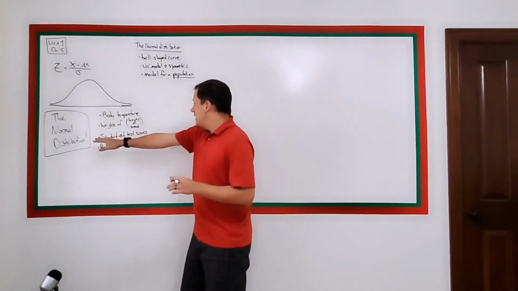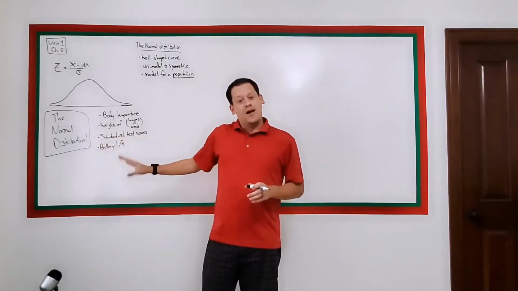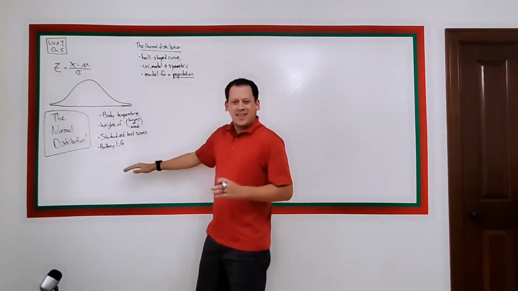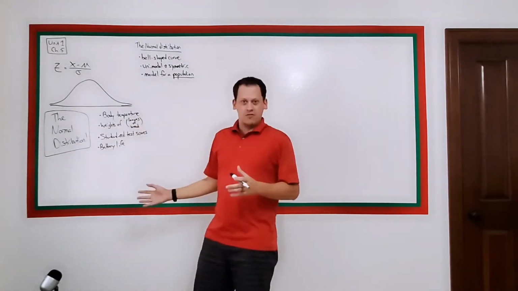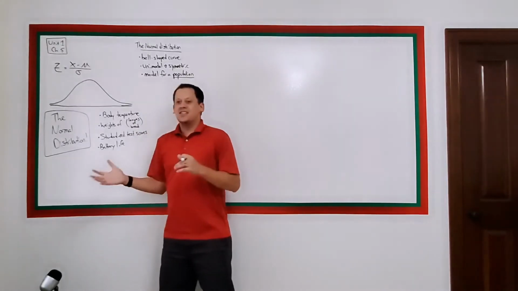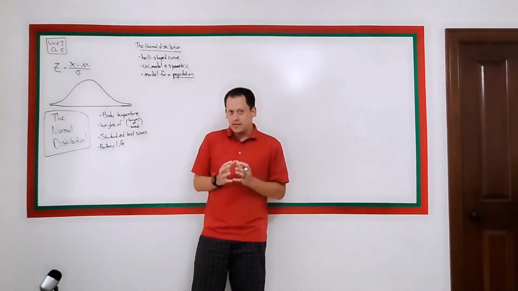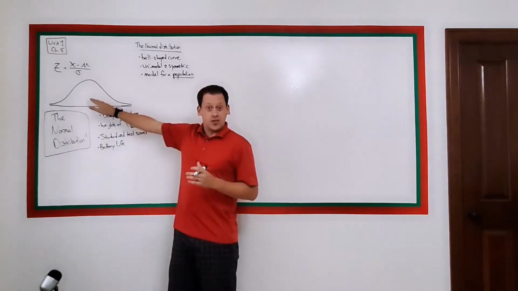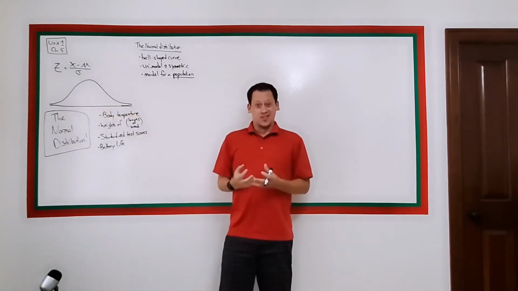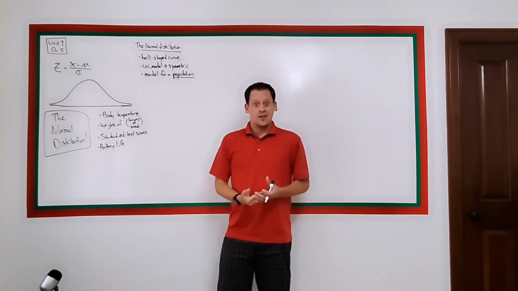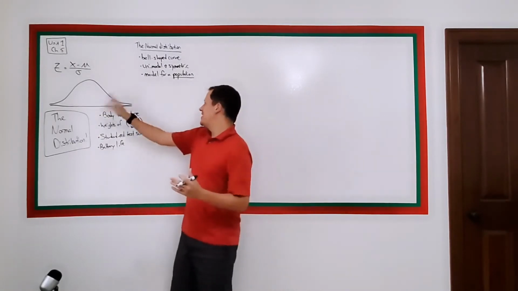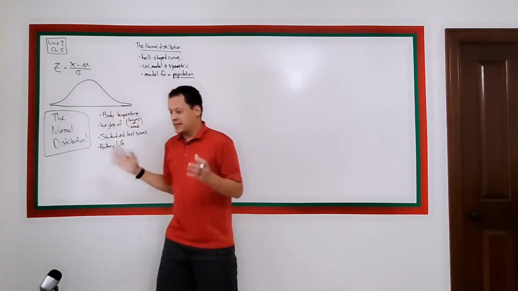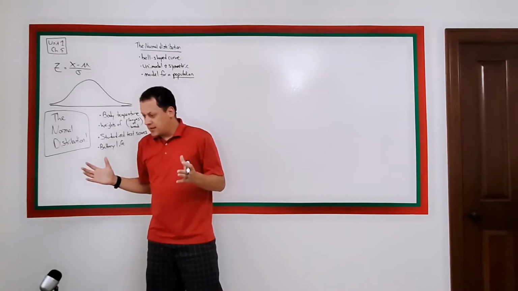So this distribution is amazing, not only because it represents the population of so many different variables, but because there are so many ways we can analyze a data set if we think that it comes from a population with this shape. There are so many tools that we're going to have in our toolbox that we can only use if we think the population has this shape.